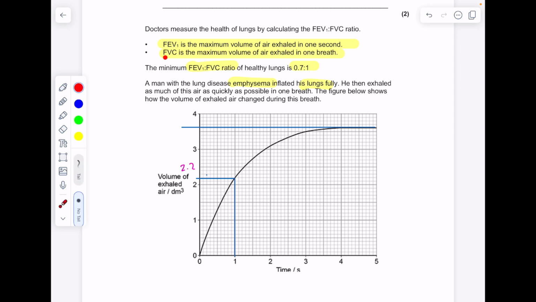The second definition is that FVC is the maximum volume of air exhaled in one breath. And have a look at the graph. Look, that's the maximum point in the graph. It must be the maximum volume of air exhaled in one breath. Read that carefully. It's 3.6 decimeters cubed.